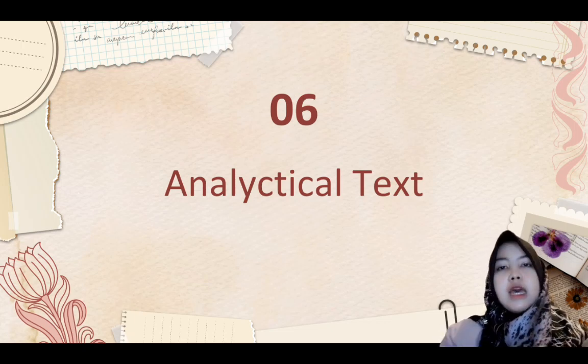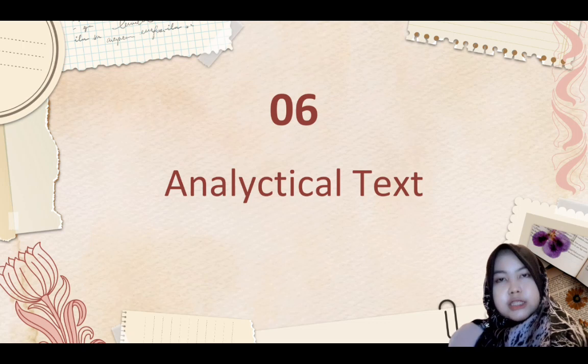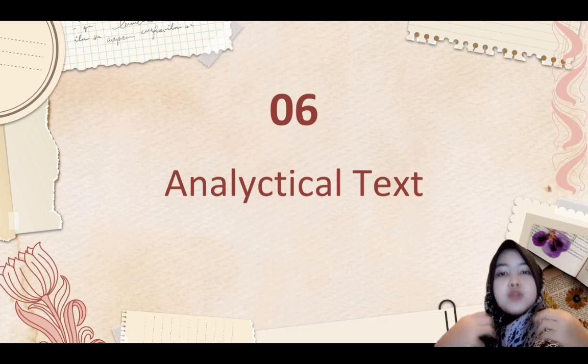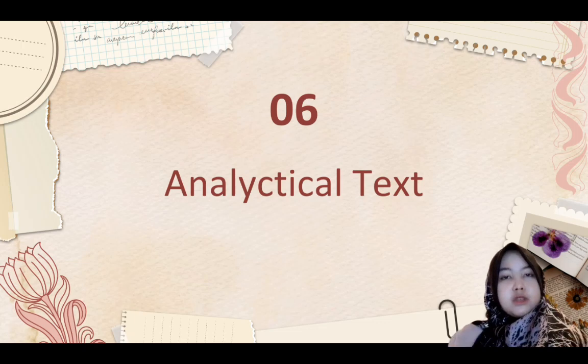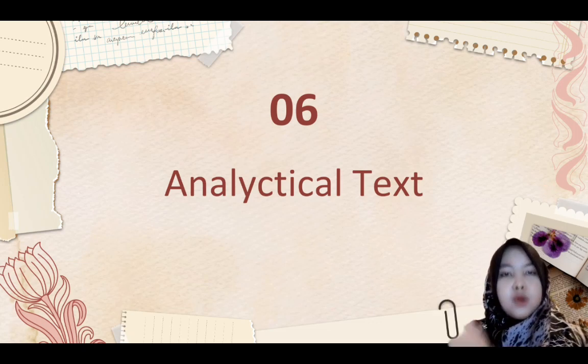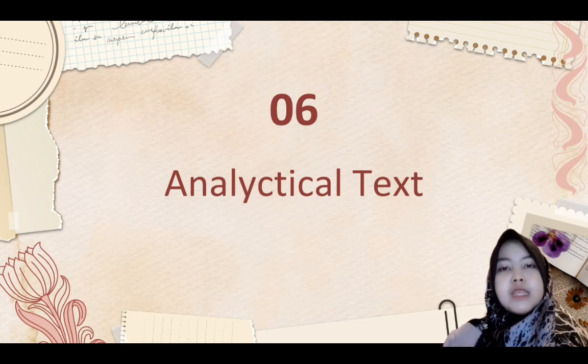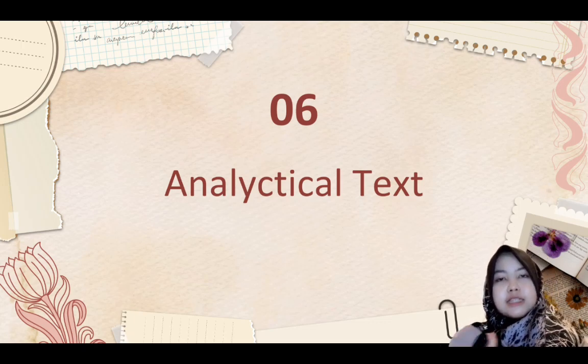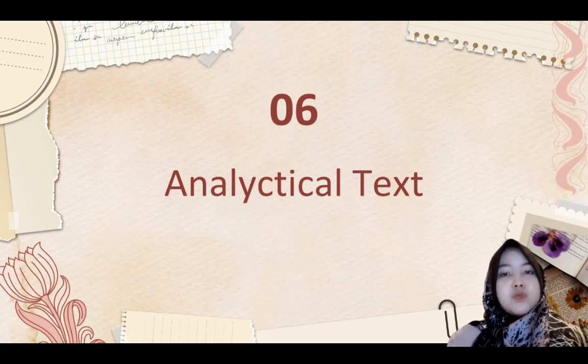Next, we have analytical text. Analytical text is a type of written or spoken content that aims to examine, interpret, and provide an in-depth analysis of a particular topic or subject. It goes beyond mere description and delves into the why and how of a given subject, often breaking it down into its components and exploring the relationship between them. Analytical texts typically include arguments, evidence, and critical thinking to support the analysis.